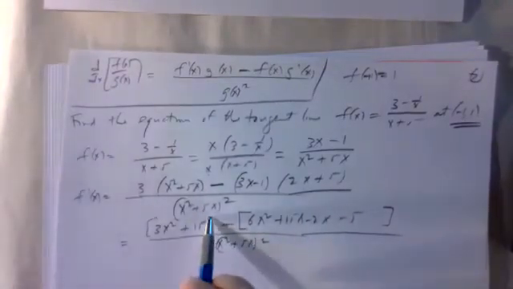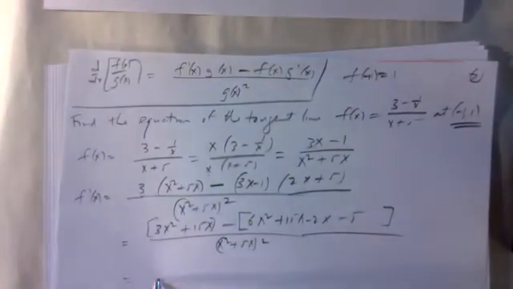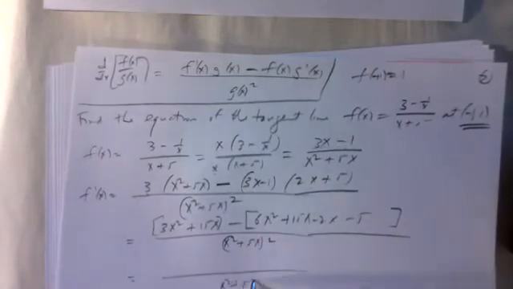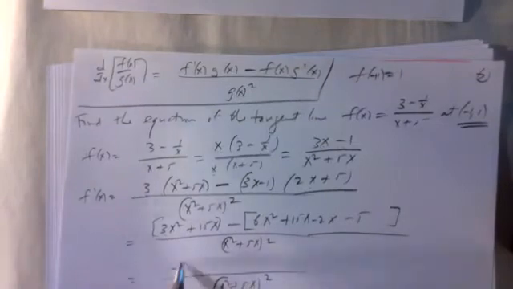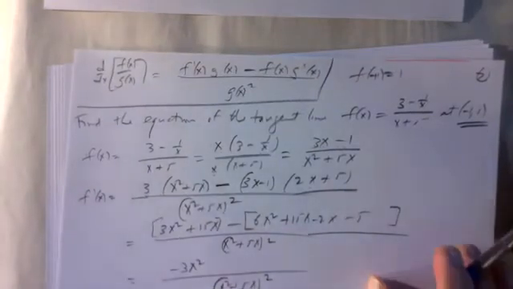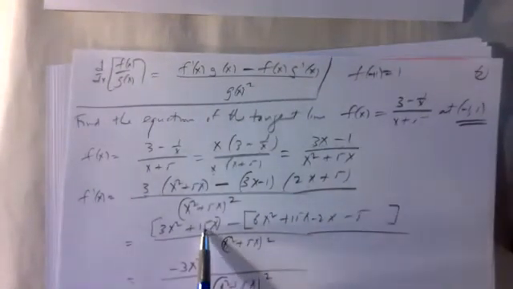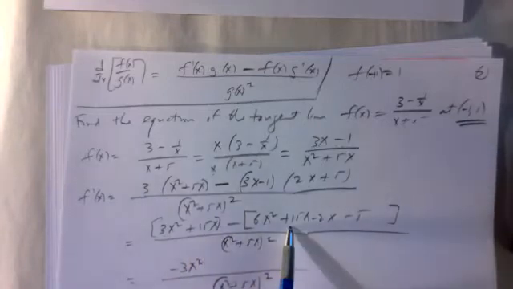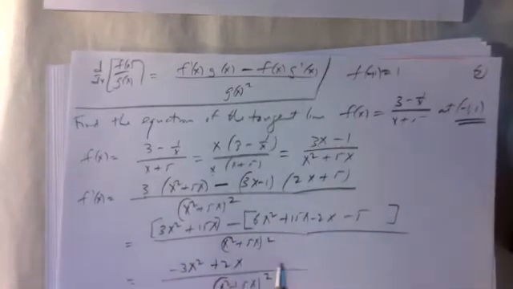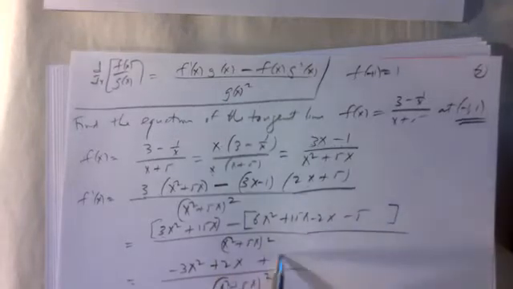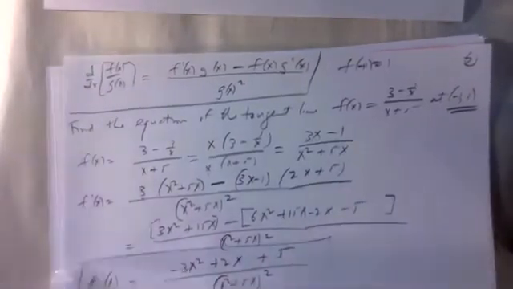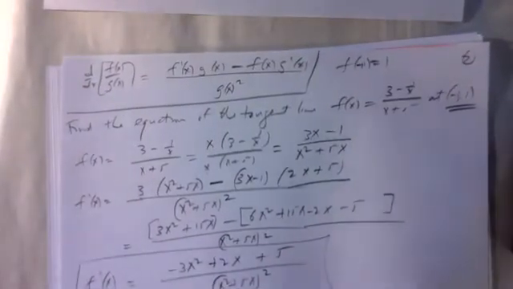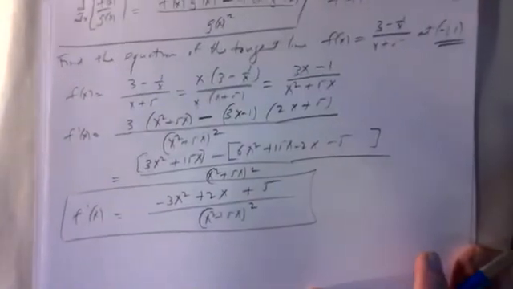So it's this minus this. 3x squared minus 6x squared is minus 3x squared. I have 15x minus 15x plus 2x. And I have minus minus 5. So f prime of x is equal to this.